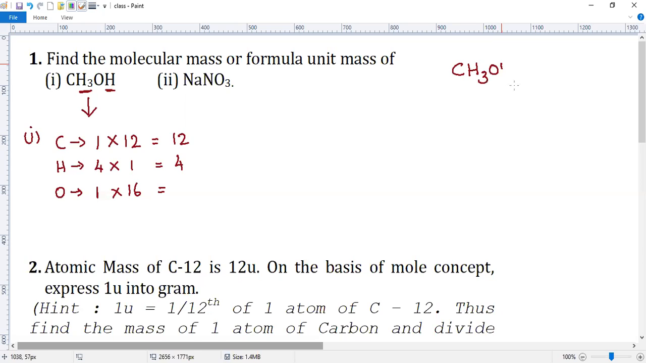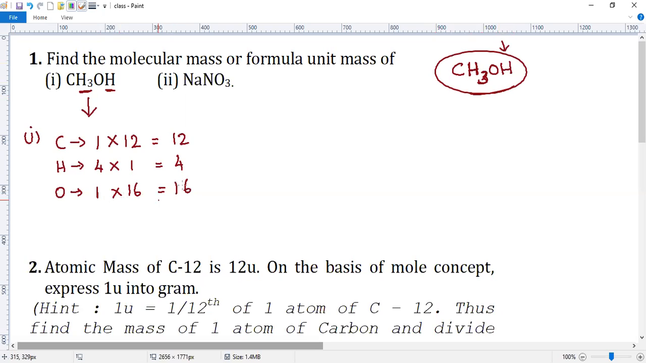CH3OH is the molecule. You have 3 hydrogens here and 1 hydrogen here. So totally how many hydrogens in this molecule? 4 hydrogen atoms. Getting it? How many oxygen? 1 oxygen. So 1 times 16, that will be 16.